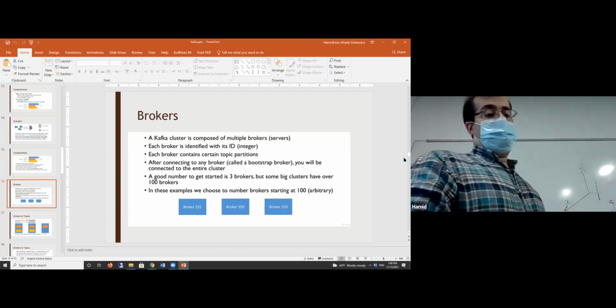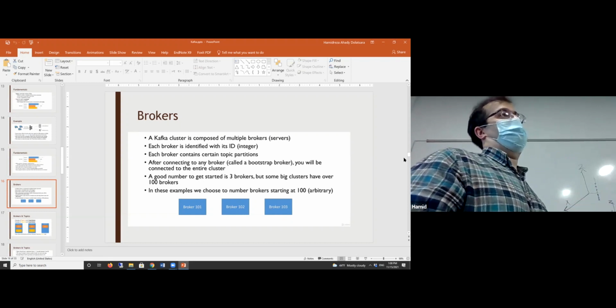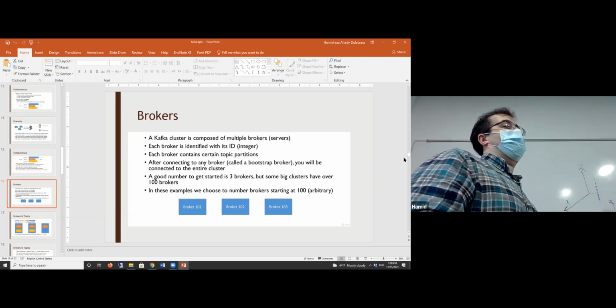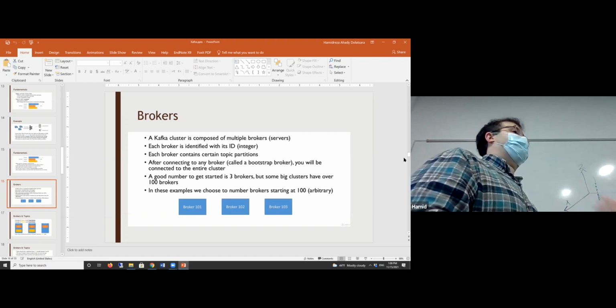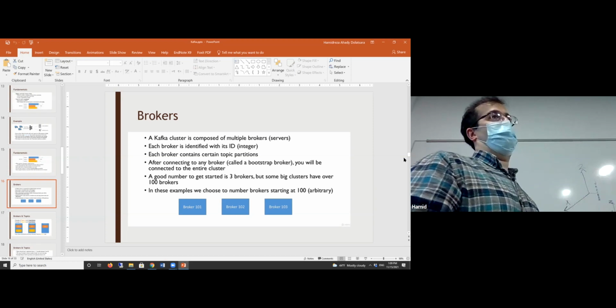Also, we have another technical term, brokers. Brokers just means servers. So for having distribution and fault tolerance, you might have several nodes. Each node has a server. So instead of saying server, we call them broker.